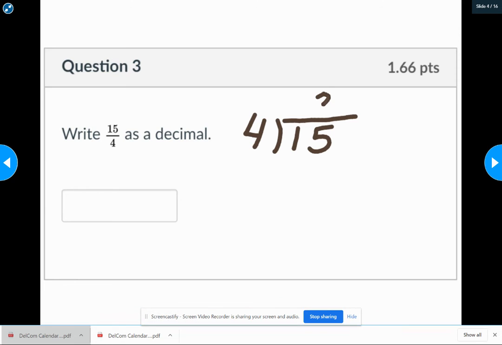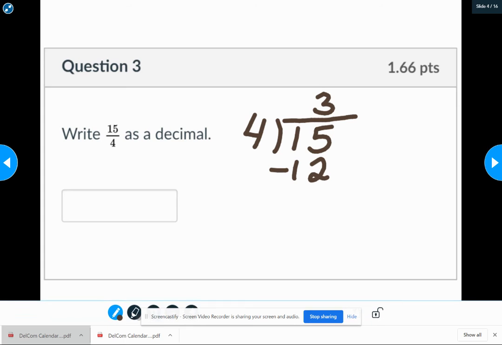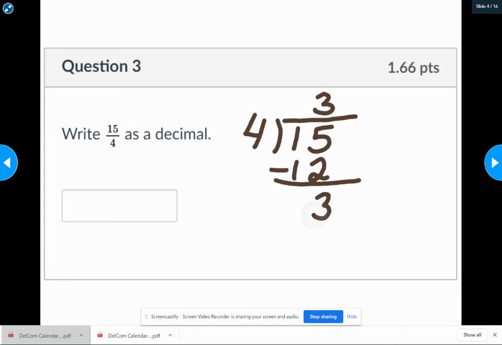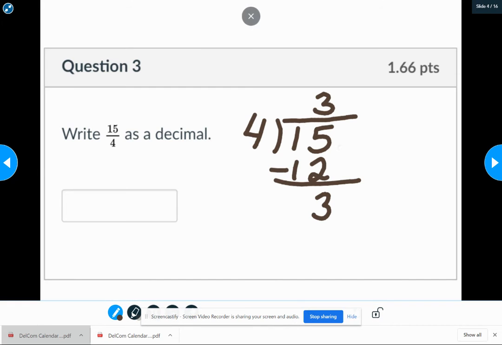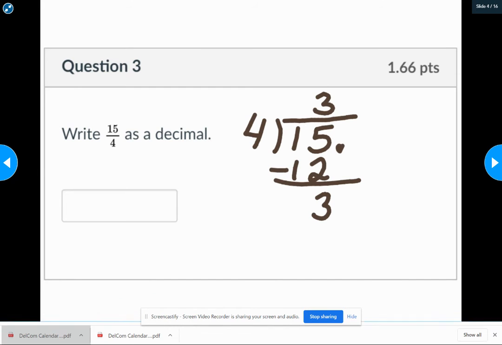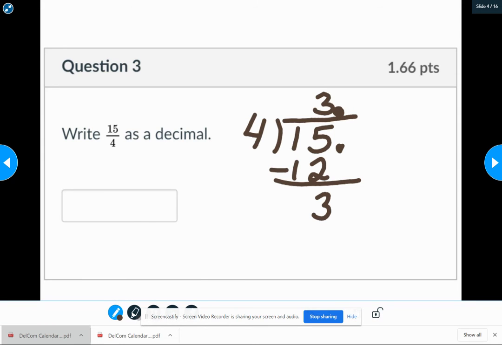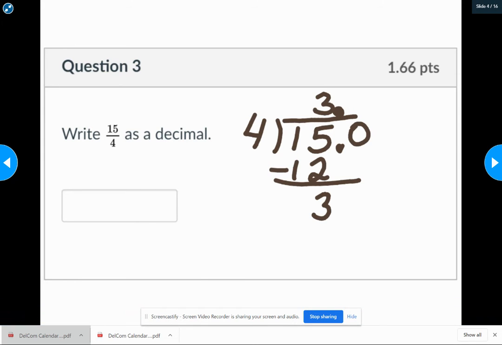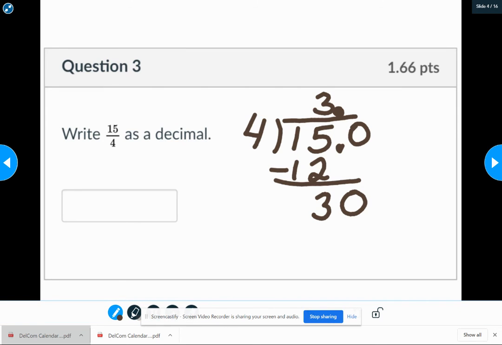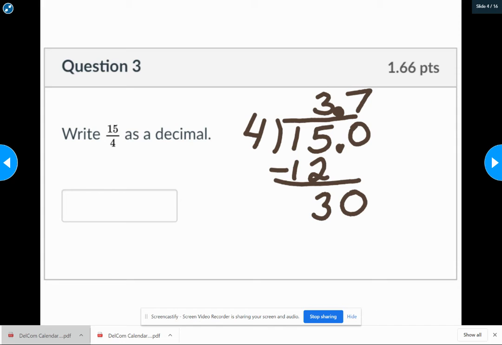Okay, 4 goes into 15 3 times. 4 times 3 is 12. 15 minus 12 is 3. Okay, put a decimal point after the 15 and even above that. And now start working with zeros. Put down a 0, bring it down. 4 into 30, 7 times.